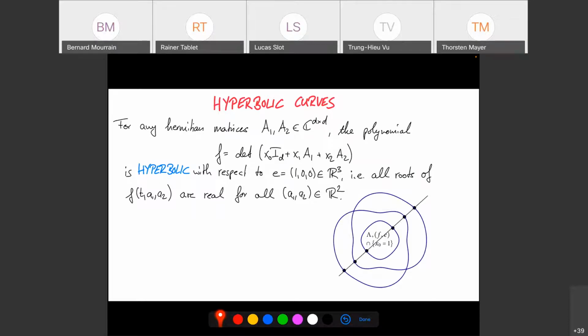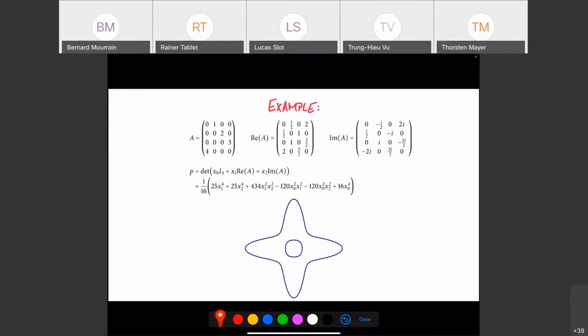So here we have a hyperbolic curve. This is an example of a sextic, a hyperbolic sextic. We have 6 roots along a line through the interior of the hyperbolicity cone, which in this picture is called lambda plus. That's Renegar's notation. For the example where I showed you the numerical range before, which was this matrix A, I have formed the real and imaginary part, and here is this determinantal polynomial that we form in this example, and this defines this curve that I've drawn here.